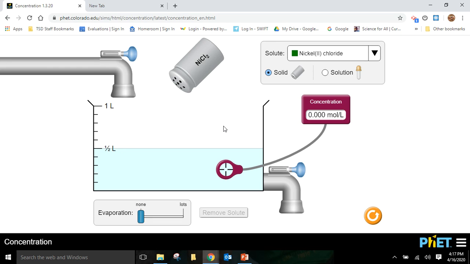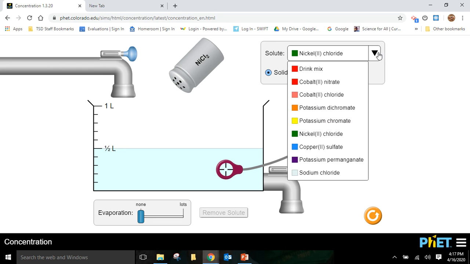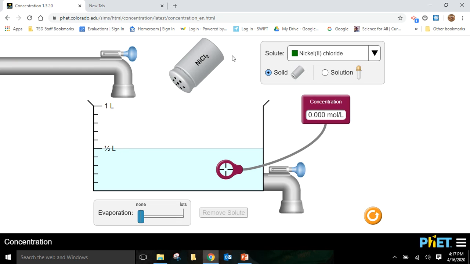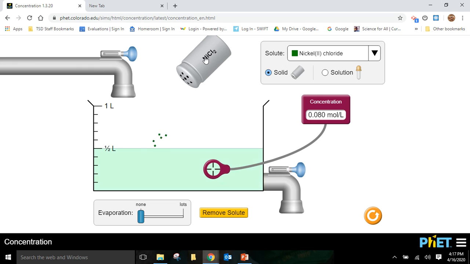If you go into it, the cool thing is I can switch what drink I want to make. I'm going to go with nickel chloride because that's toxic. This is measuring my concentration. If I shake a little bit of solute in there, you'll see that it goes into solution, and it reads it on there for me.